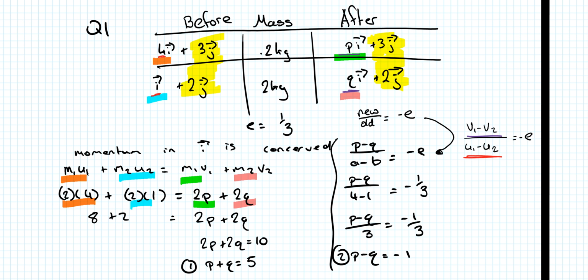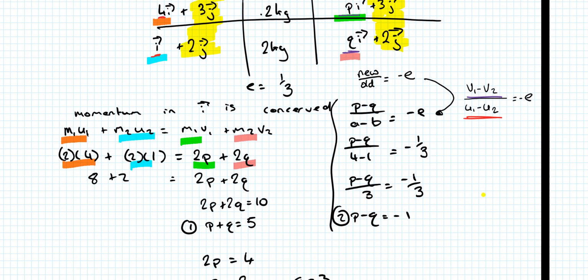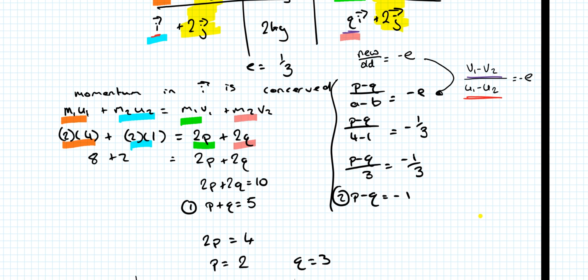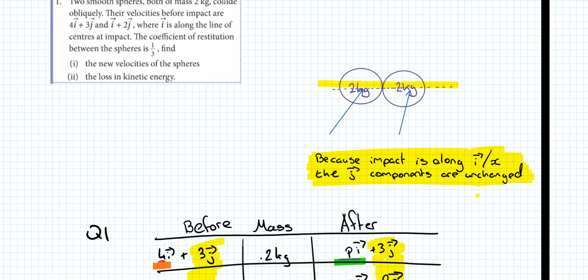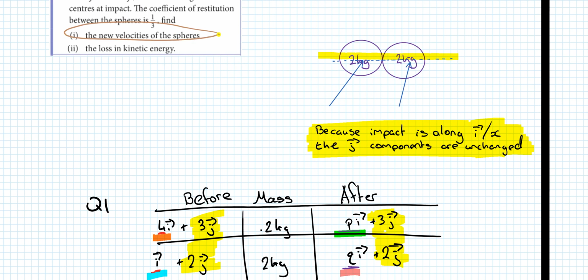And we have then two equations with two unknowns. Very easy to find p here. You'd add the two of them together to find p. And then that leads us on to finding q. So once you know p and q, you've done the first part of the question, the new velocities. You'd fill that in here. We know p and q.